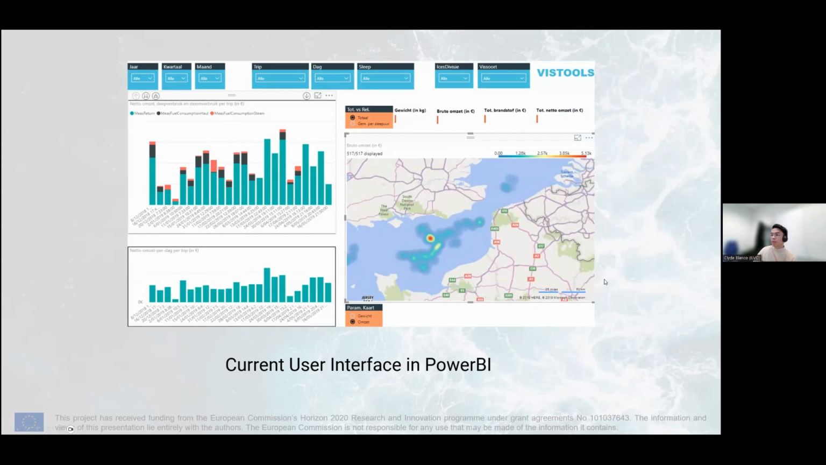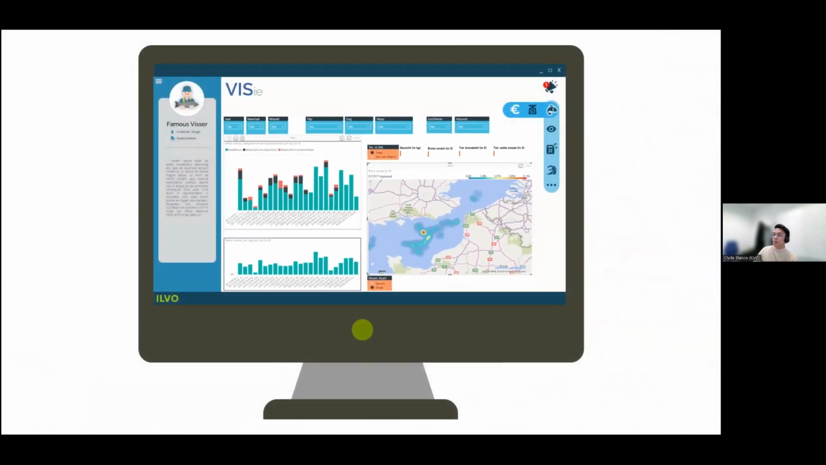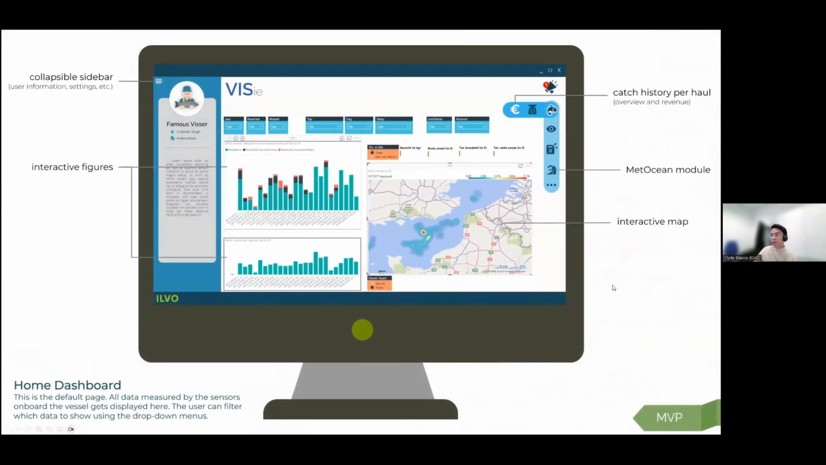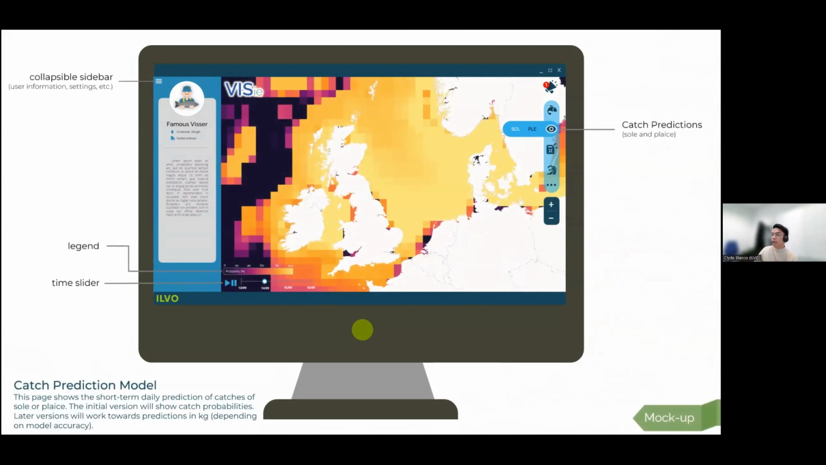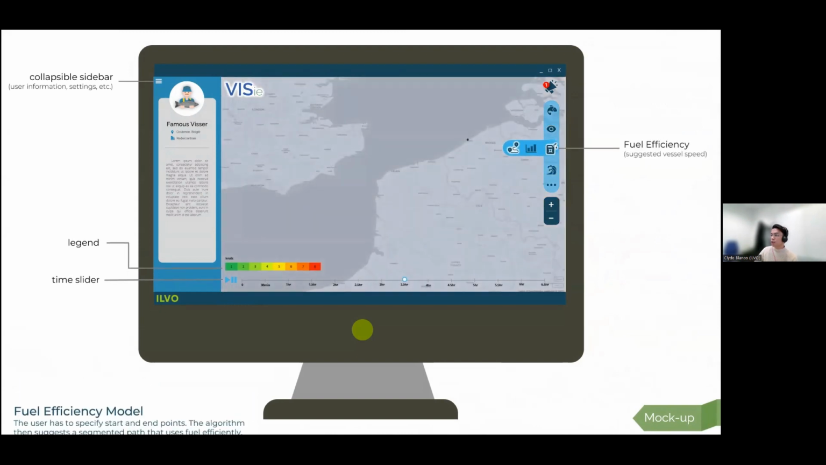And so from there, we want to further enrich this user interface with additional modules, for example, a catch prediction module. And we are looking at predicting fishing suitability for sole and plaice, because these are the species important for the Belgian fleet. At the same time, we wanted to create a fuel efficiency model.